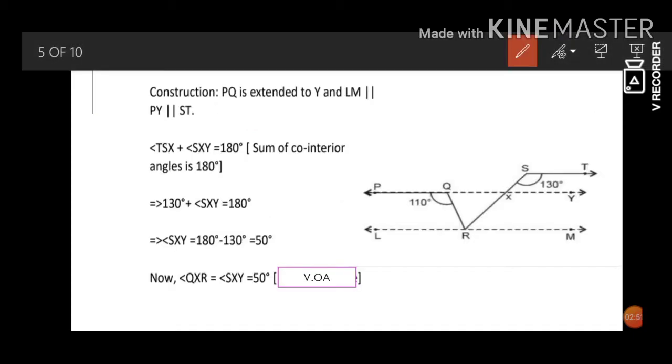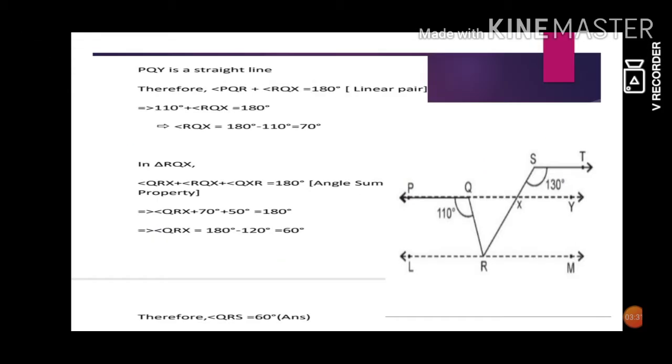Now, since ST and XY are parallel, we know that the sum of co-interior angles is 180 degrees. Angle S is given as 130 degrees. So by the sum of co-interior angles, we can find angle X as 180 minus 130, that is 50 degrees. Now angle SXY is equal to angle QXR. These two angles are vertically opposite angles. So since angle SXY is 50, QXR is also 50 degrees.